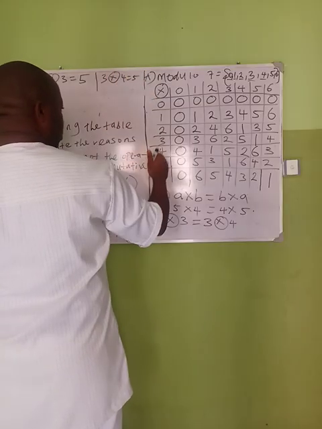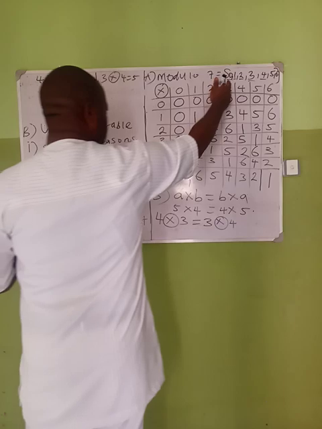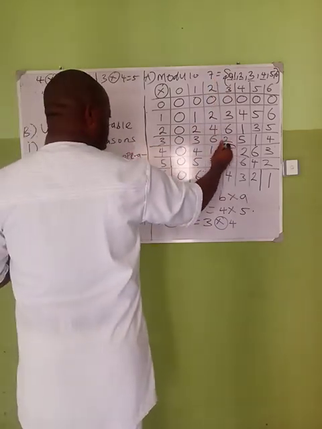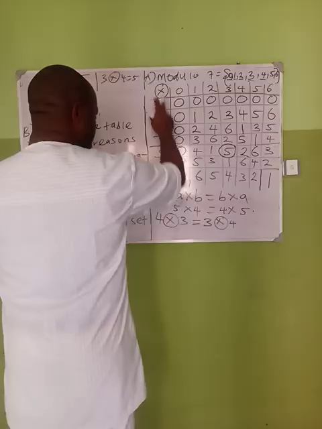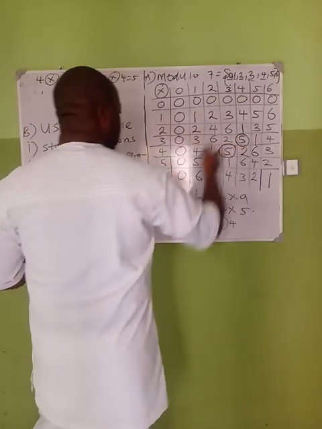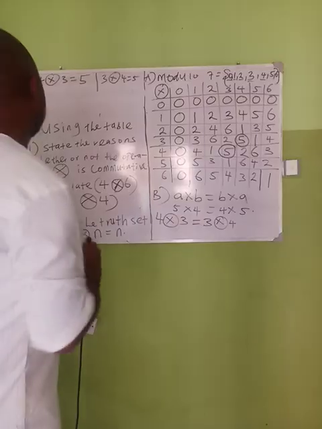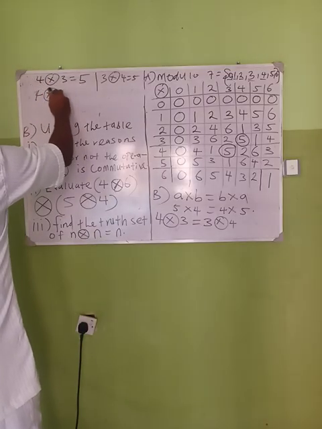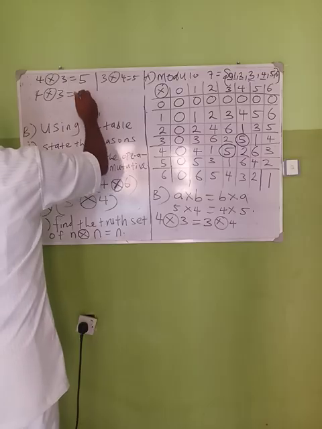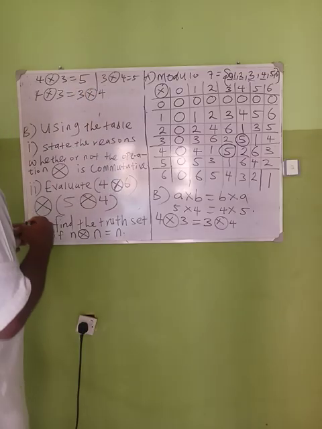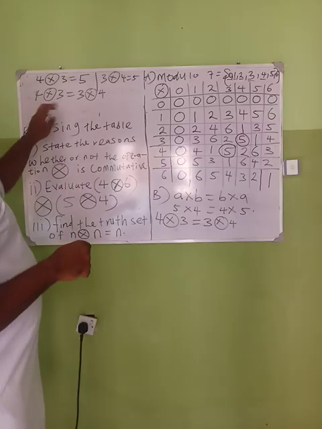So see them. 4 times 3, it's 4 and 3, so both of them will meet at this point. And 3 times 4, both of them will meet at this point. So both give us 5. This means that 4 times 3 in modulo 7 is equal to 3 times 4. Okay. So what this means is that, yes, it's commutative.